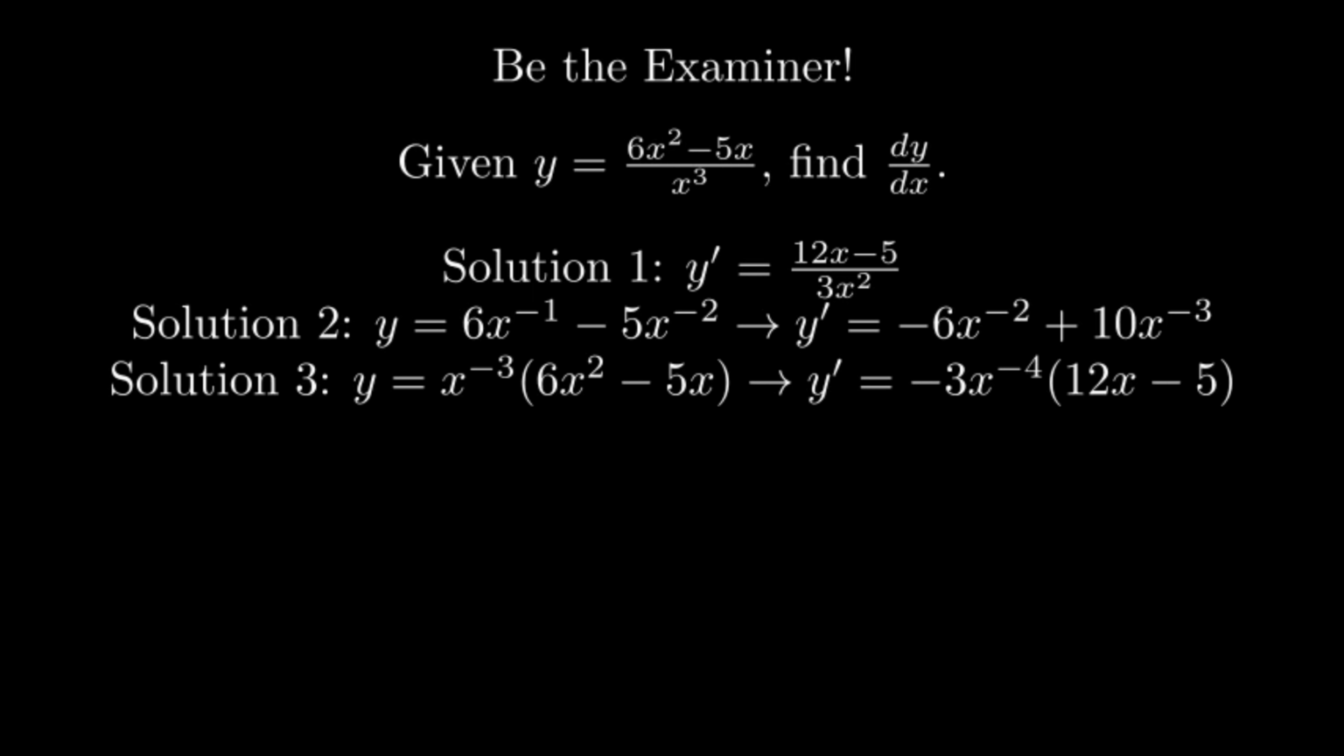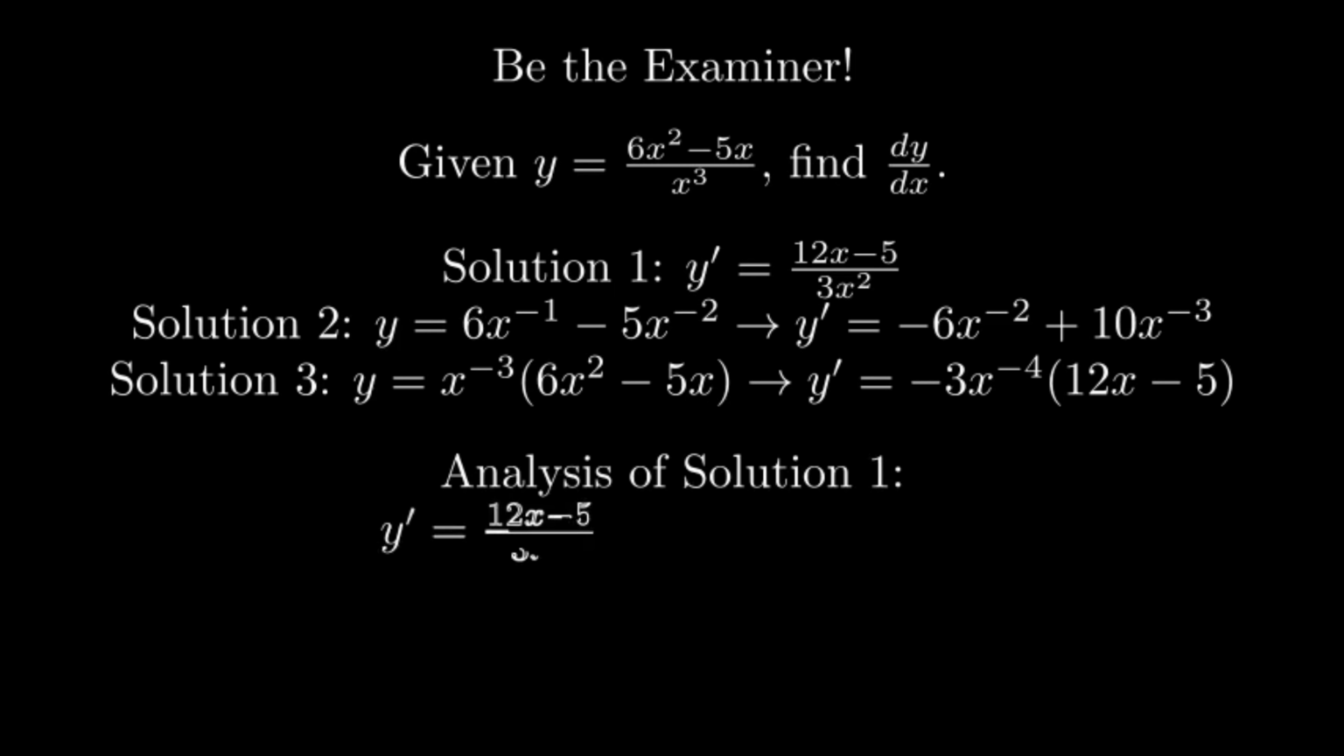Let's review. The correct strategy is to rewrite the expression as a sum of power functions before differentiating. Solution 1 seems to have differentiated the numerator and the denominator separately. This is not a valid rule for differentiation.